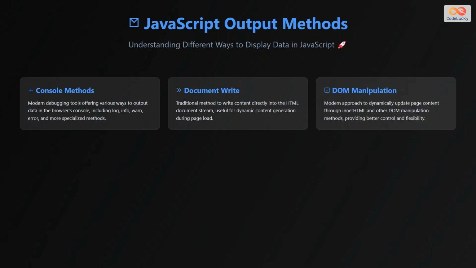Welcome. Today we'll explore different ways to display data in JavaScript. These are called output methods, and they're essential for showing information to users or for debugging your code. We'll cover console methods, the document.write method, and document object model manipulation.